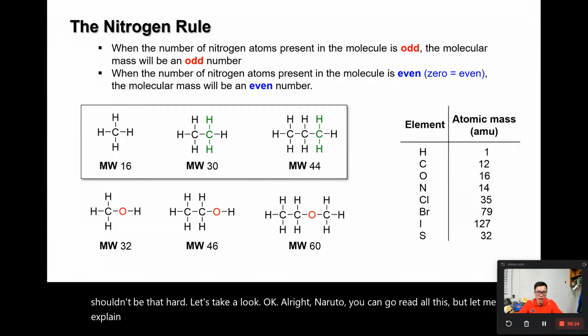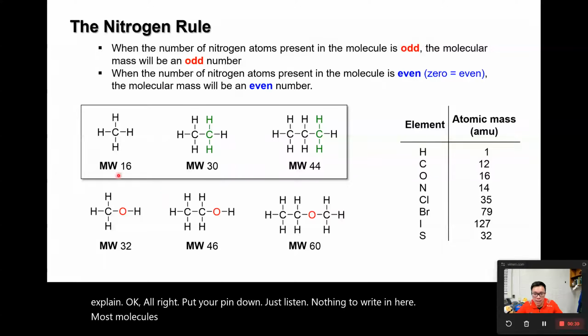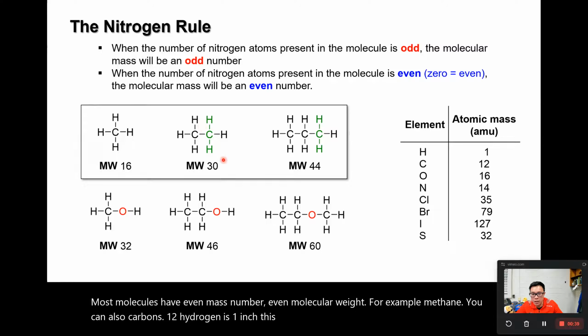Okay, put your pen down. Just listen. Nothing to write in here. Most molecules have even mass number, even molecular weight. For example, methane, you count, so carbon is 12, hydrogen is 1 each, this is 16, ethane is 30, propane is 44. Okay, so most compounds have an even mass.